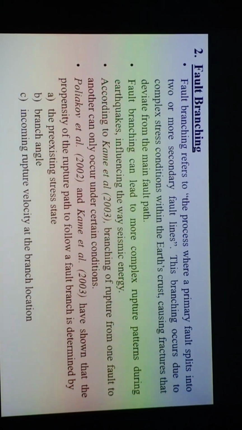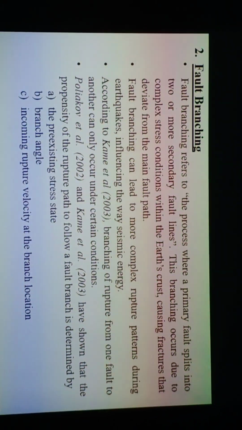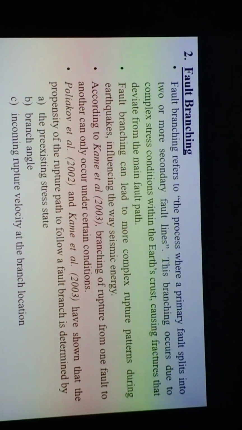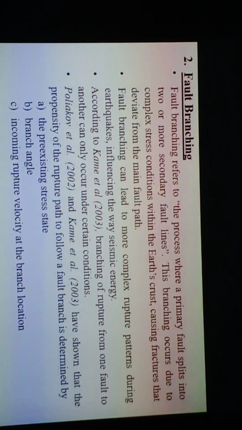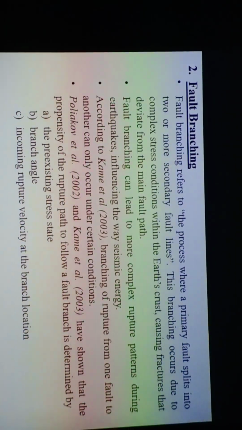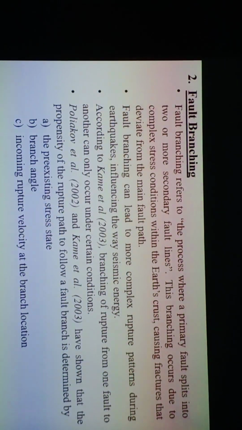So, fault branching refers to the process where a primary fault splits into two or more secondary fault lines. This branching occurs due to the complex stress conditions within the crust, causing fractures that deviate from the main fault path. Poliakov and Kame have shown that the propensity of the rupture path to follow a fault branch is determined by three conditions. One is the pre-existing stress state, another is the branch angle, and the last one is the rupture velocity or branch location.